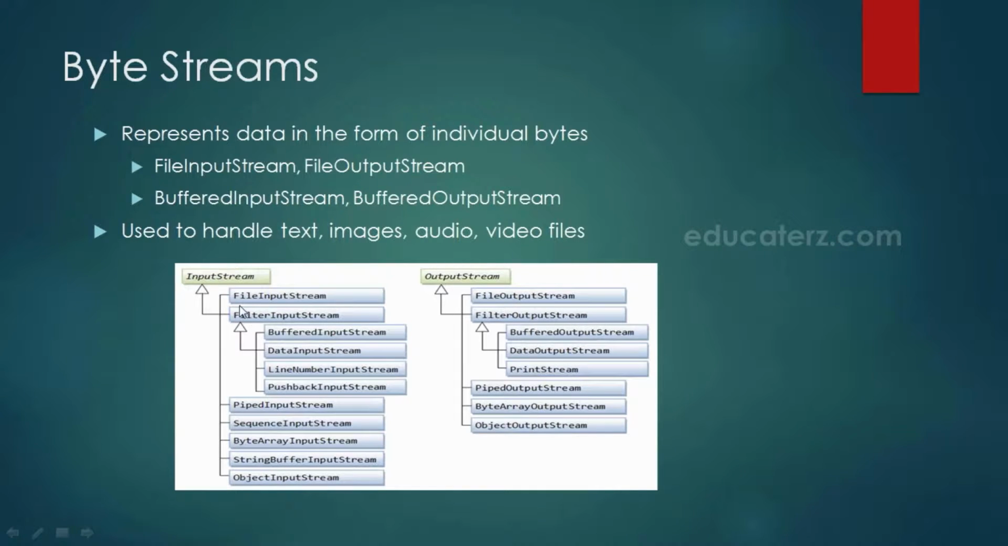So these are a few byte stream classes like FileInputStream, FilterInputStream, PipedInputStream, StringBufferInputStream, ObjectInputStream, and so on. Similarly, for output stream, we have different classes like FileOutputStream, ByteArrayOutputStream, ObjectOutputStream, and so on.